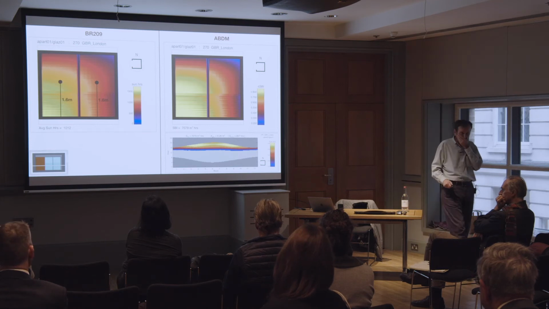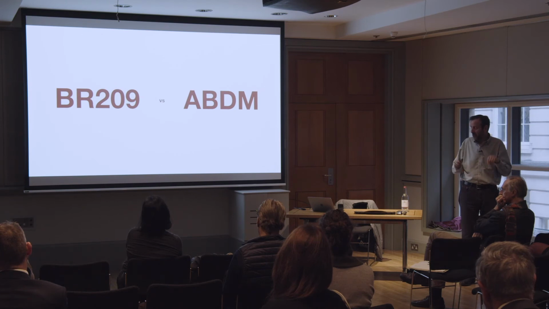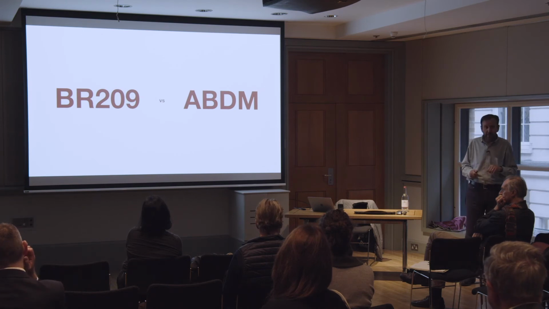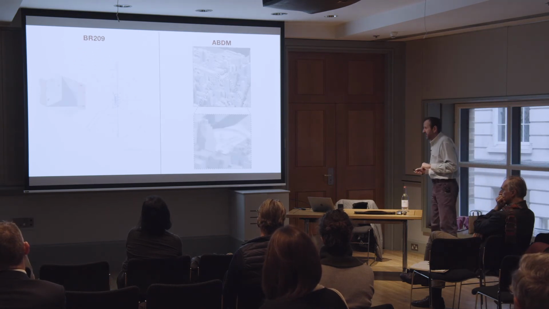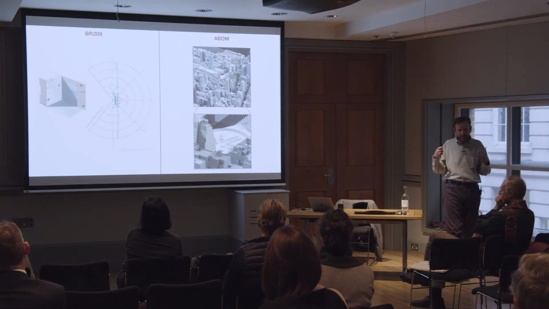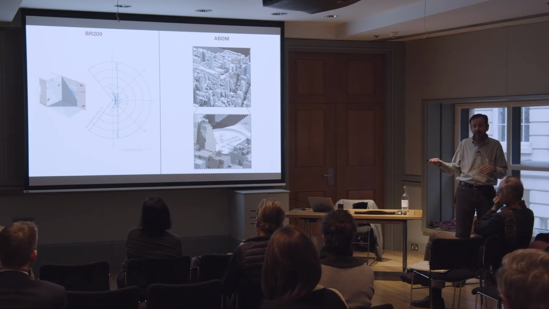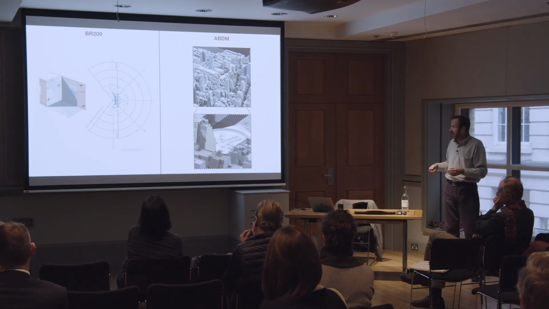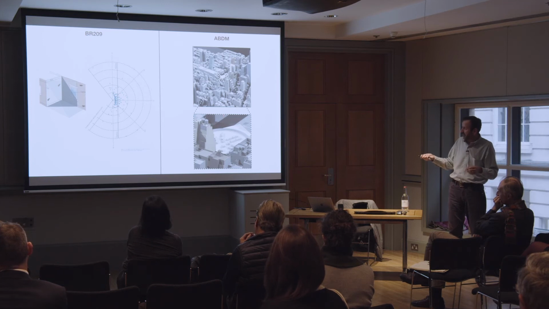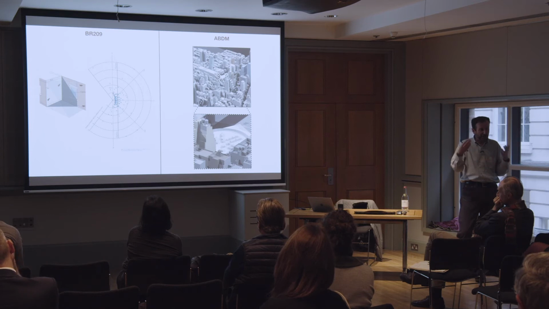So, to sum up the differences between BR209 and aperture-based daylight modelling. First and foremost, it's one of basic conception. BR209 was conceived at a time when the calculations would have been carried out by hand, and of course they did a very good job within those limitations. ABDM was conceived in an inherently 3D world. You're looking at a spray of calculation points, a grid across each aperture.